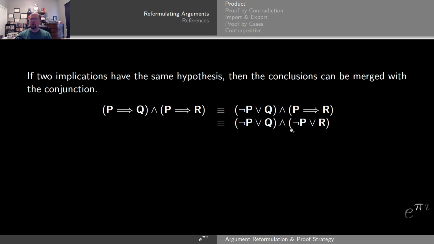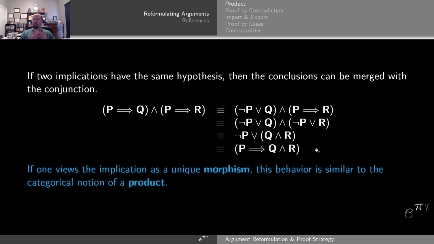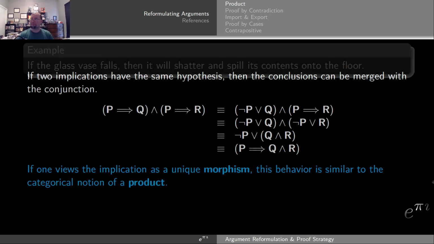For lack of a better term, I can factor the negation of P off like so, giving me negation of P disjunction Q conjunction R. But this too can be rewritten back as an implication, P implies Q conjunction R, giving me the equivalence: P implies Q conjunction P implies R is equivalent to P implies Q conjunction R. Now, if one views the implication as a unique morphism, this behavior is similar to the categorical notion of a product, which is the term I'm going to be using going forward.